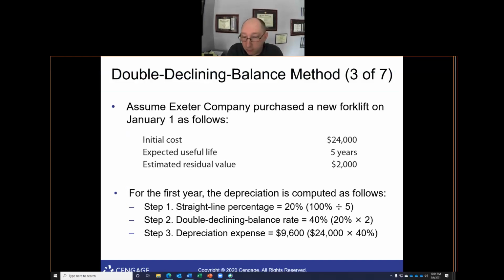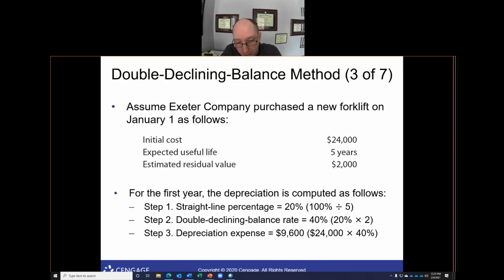So how does it work? How does it look? Our forklift cost $24,000. Expected useful life, 5 years. Residual value, $2,000. Straight line percentage is 20%. You take 100% divided by useful life, 5 years. That's 20%. Step two, figure out the double declining balance rate. You take your 20%, you simply multiply it by 2. In this case, it's 40%.